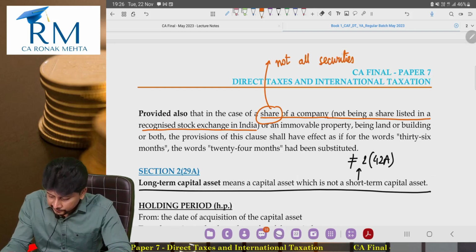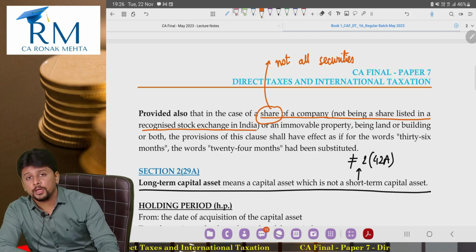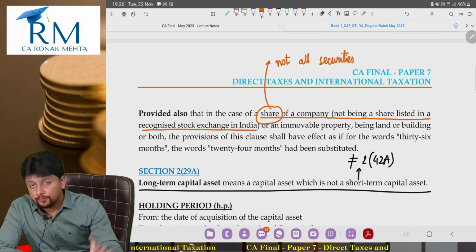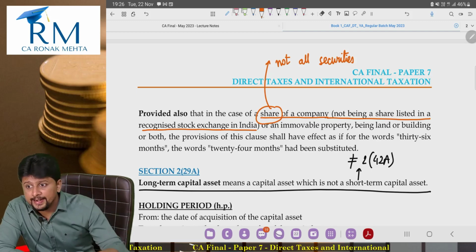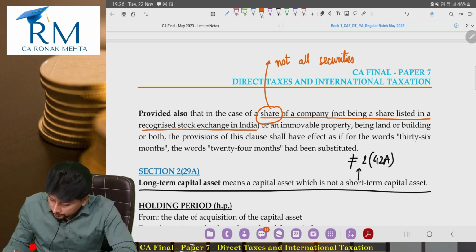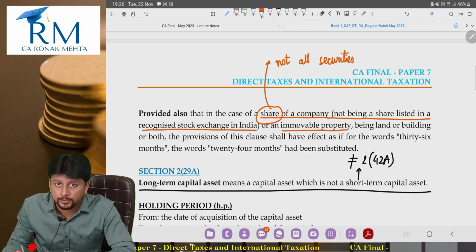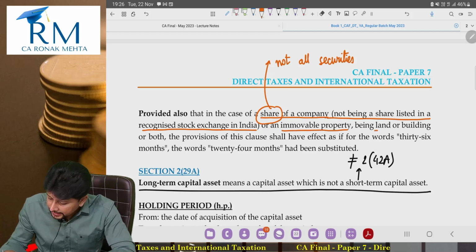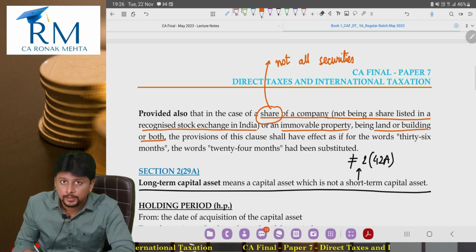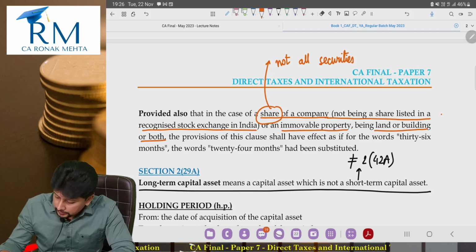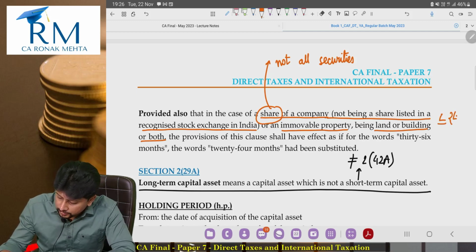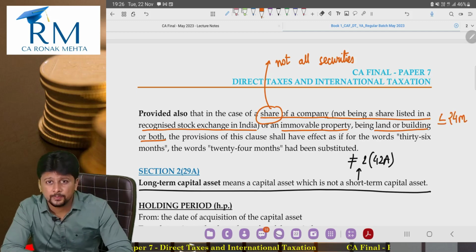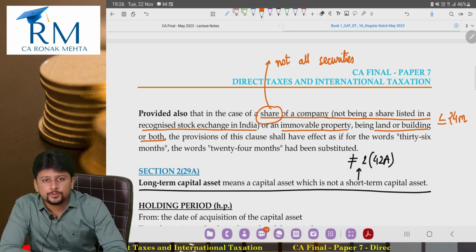Now, if you are talking about a share of a company which is not listed in India, or if I am talking about an immovable property which is land or building or both, then the provisions of this clause will have effect as if for the words 36 months, 24 months had been substituted.